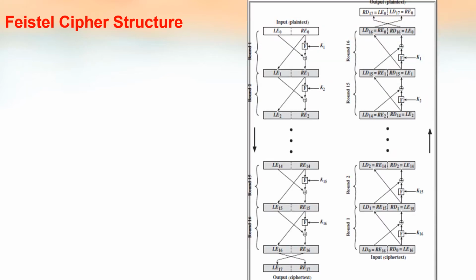Feistel cipher structure. We can see the Feistel cipher structure in this block diagram. Here the left side shows the encryption process and the right side shows the decryption process.